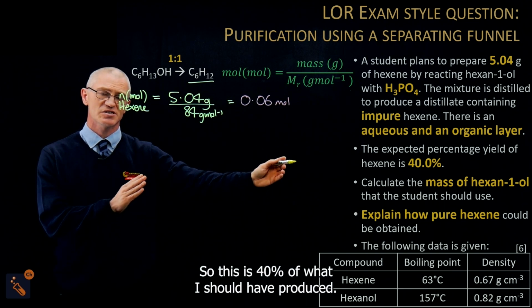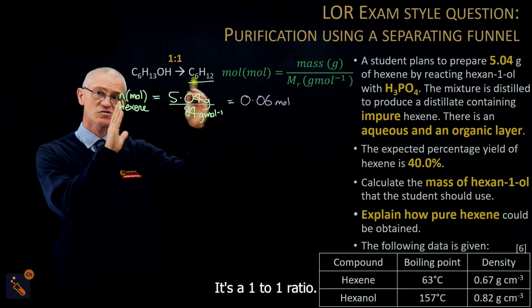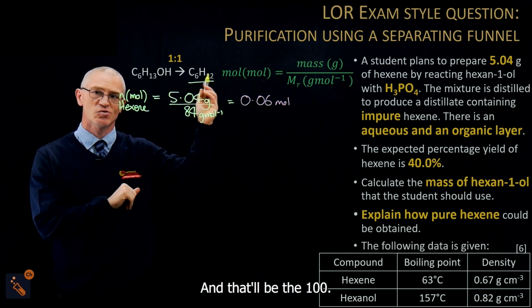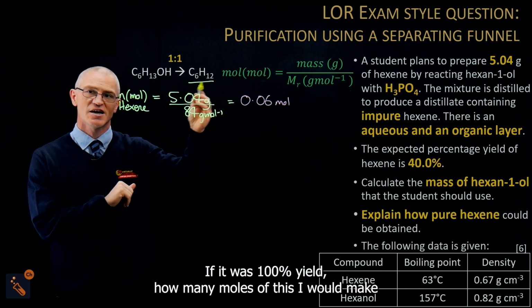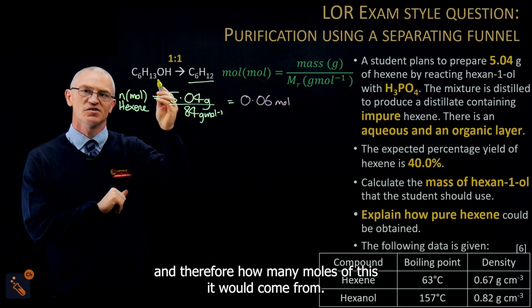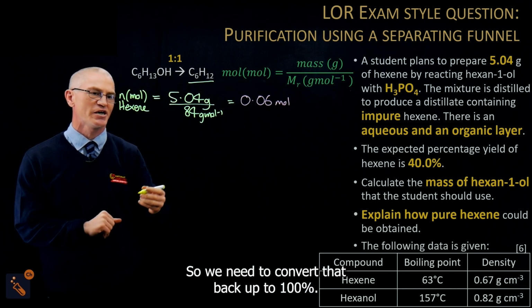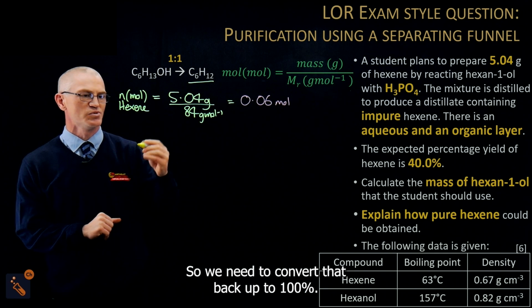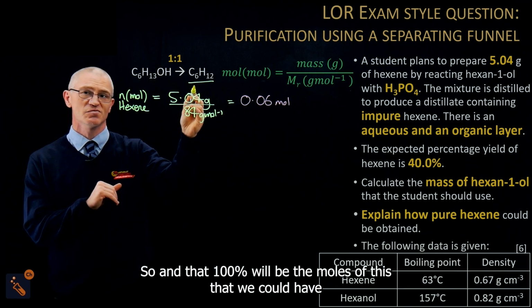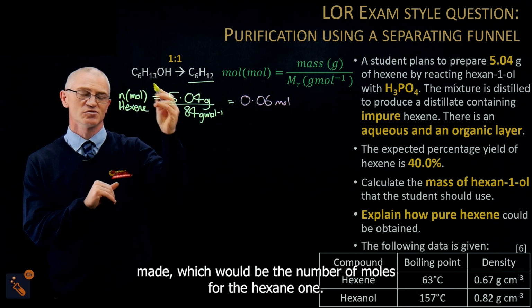So this is 40% of what I should have produced. It's a 1-to-1 ratio. So I need to get this number of moles back up to 100%. And that would be the 100%, if it was 100% yield, how many moles of this I would make, and therefore how many moles of this it would come from. So we need to convert that back up to 100%. So, and that 100% will be the moles of this that we could have made, which would be the number of moles of the hexane 1-ol.